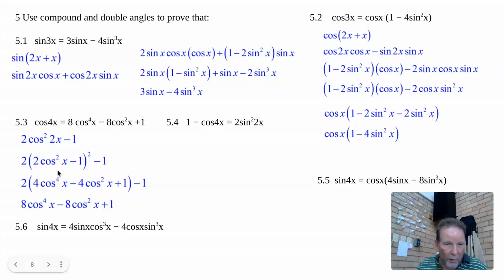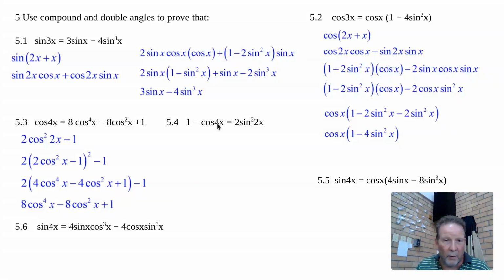So you do FOIL on that. So there's your cos 2x. Cos 2x is 2 cos squared x minus 1. Hey, that's the identity. And you square it, you'll get 4 cos to the 4th power minus 4 cos squared, the outside and inside products. And then minus 1 times minus 1 is plus 1. Hey, that's good. When we go 2 times 4, we're going to get 8 cos to the 4th. We're going to get 2 times minus 4, minus 8 cos squared. Hey, it all works out. Now the left-hand side equals the right-hand side.